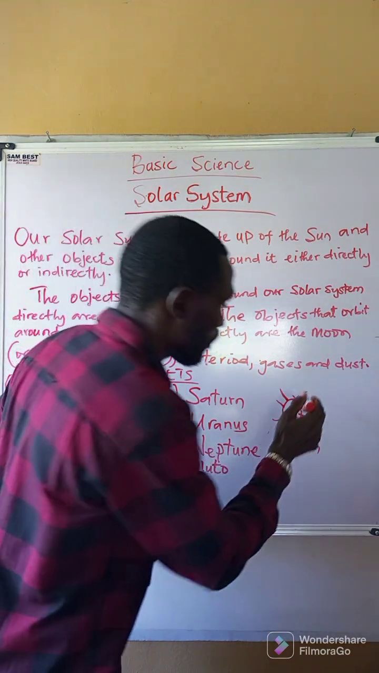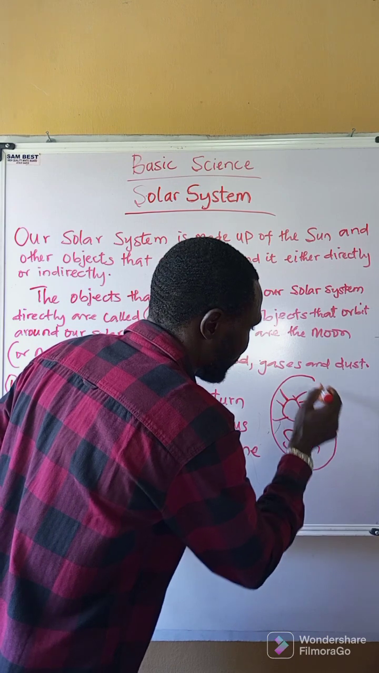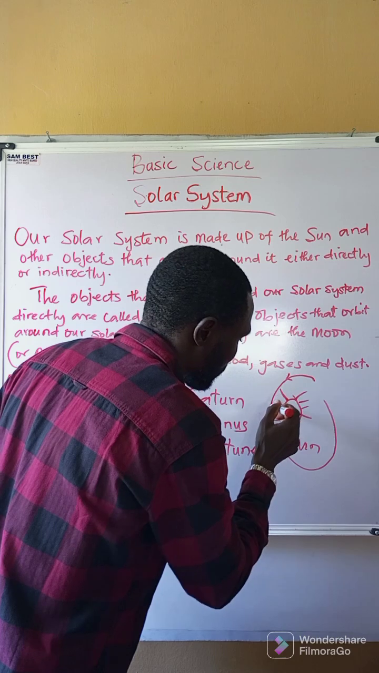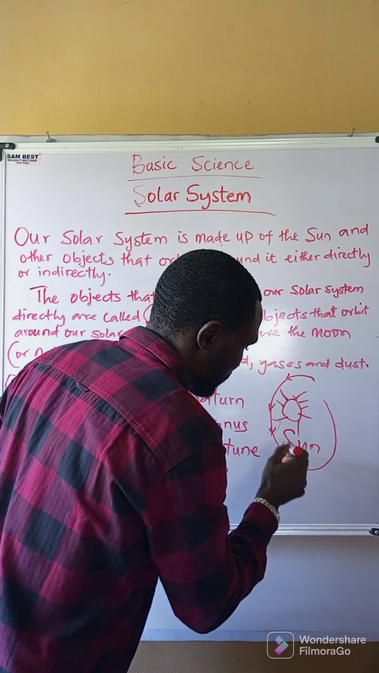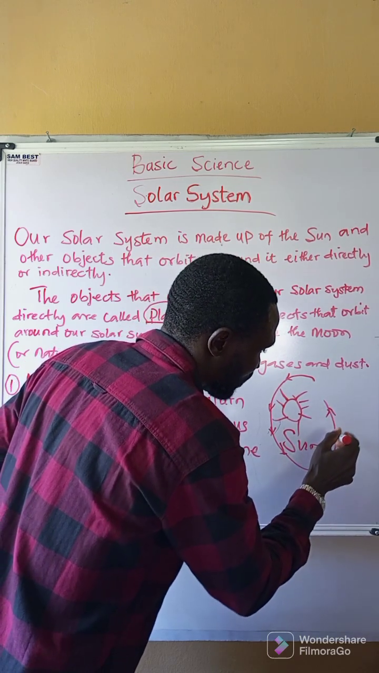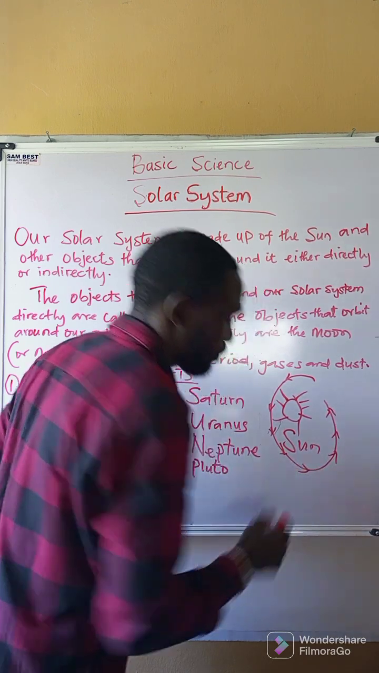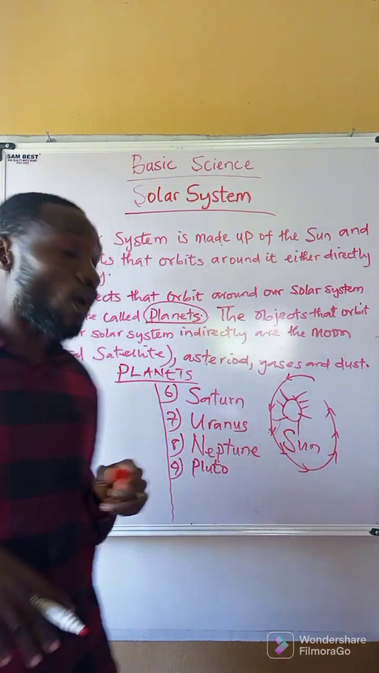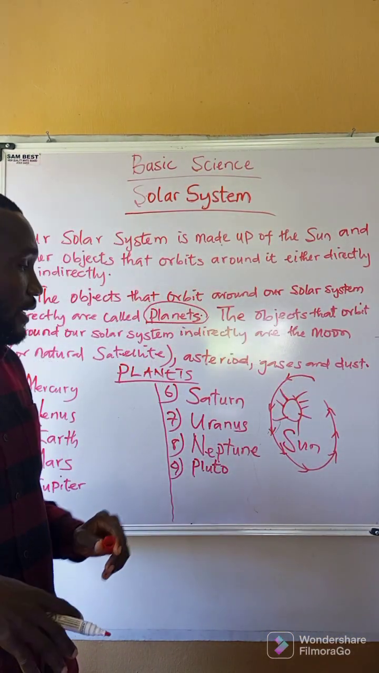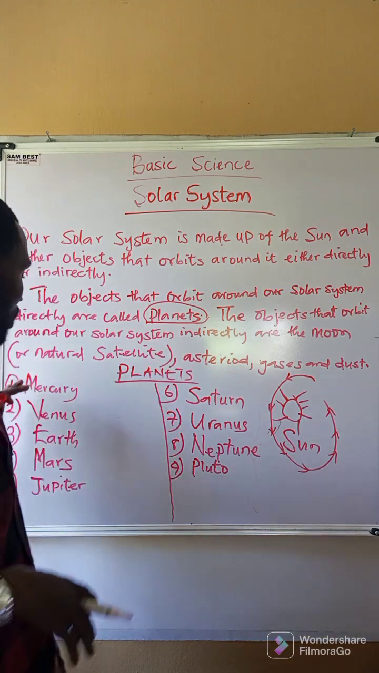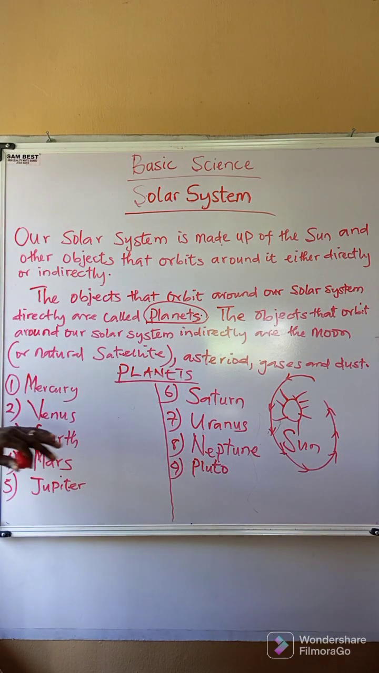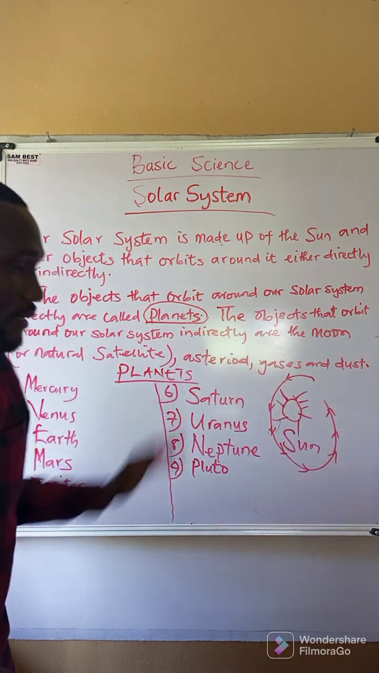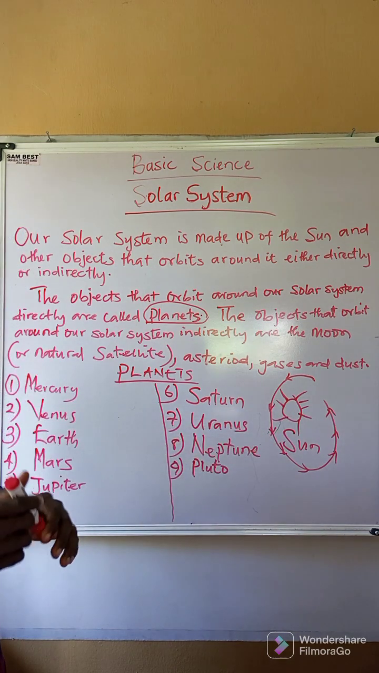They all orbit around it like this. Yes, it orbits around it. When we say orbits, it rotates around the system, our solar system, which is the sun. All other objects, either directly or indirectly. So these ones that are mentioned here and listed out here, they orbit around it directly. Like direct.